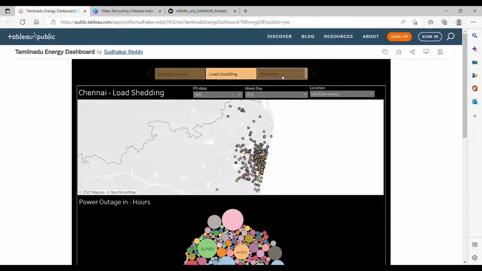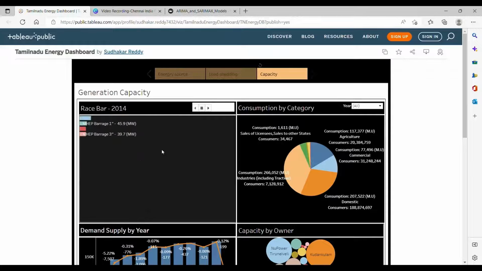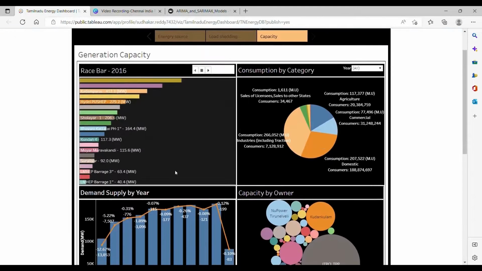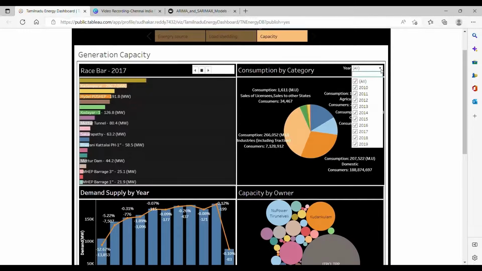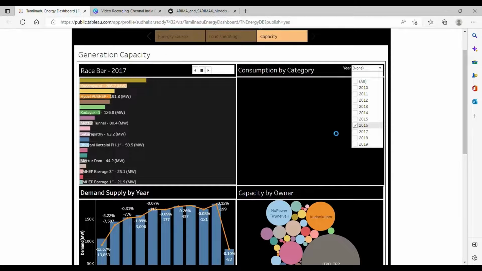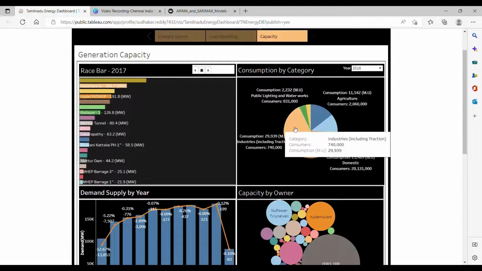And if you see the capacity of the power plants, it is varying from the year 2002 till 2022, and the consumption of the category is also varying year by year. This is the overall consumption of all the categories of consumers. For example, if we see for 2016, the industries were on the top. The next is the domestic consumers.